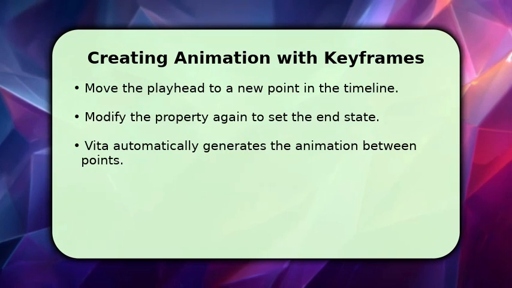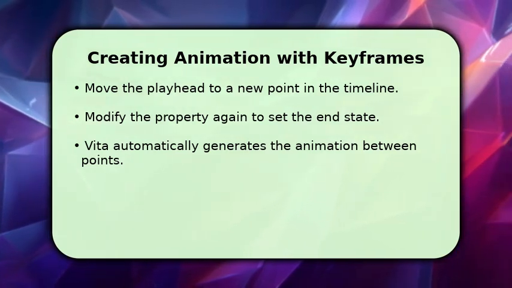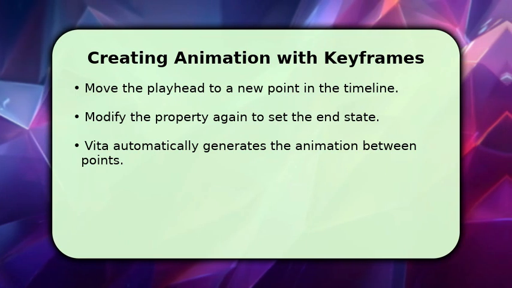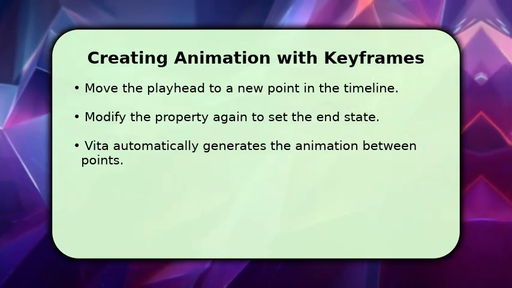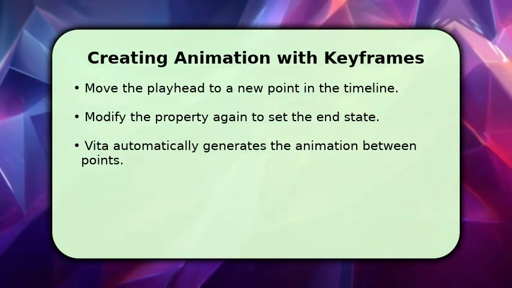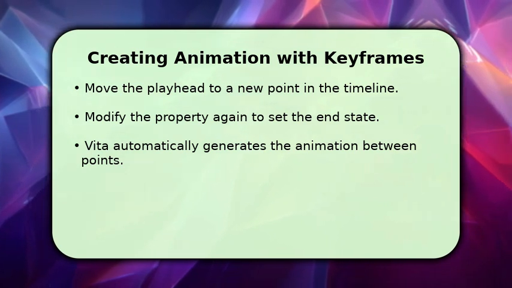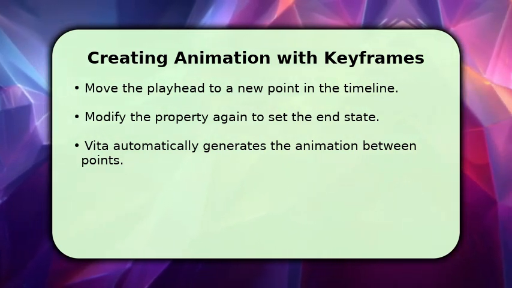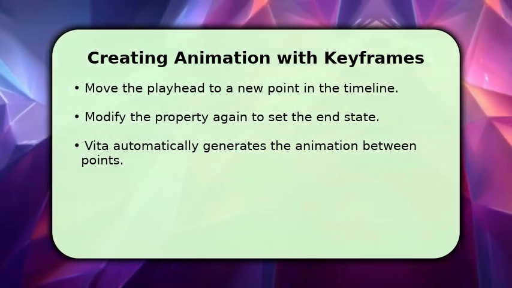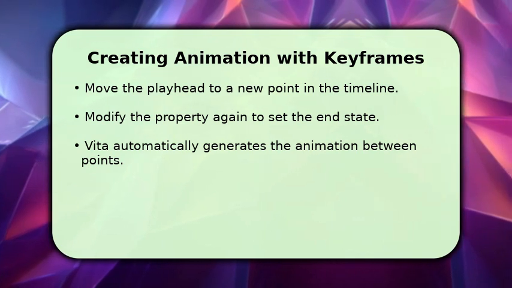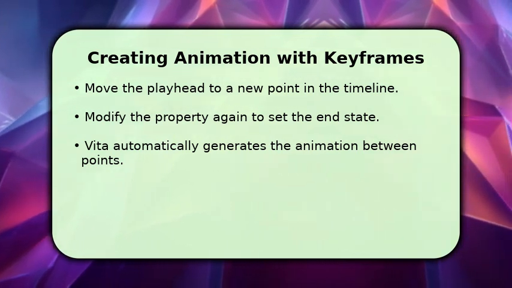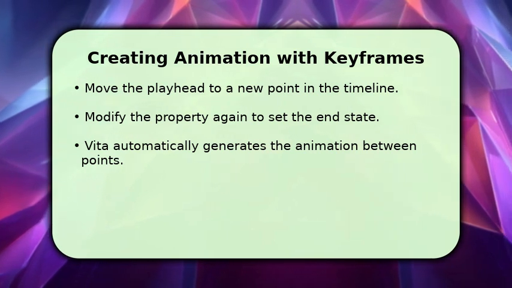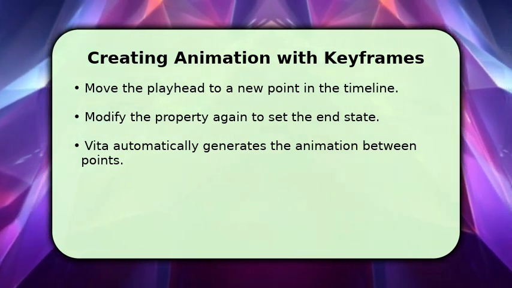Once your first keyframe is set, move the playhead to a new point further along your timeline. At this new position, simply modify the same property again. For example, change the element's position to a new spot on the screen. VITA will then automatically generate a smooth animation, transitioning the element from its first keyframe state to its second. You can repeat this process to create complex movements.